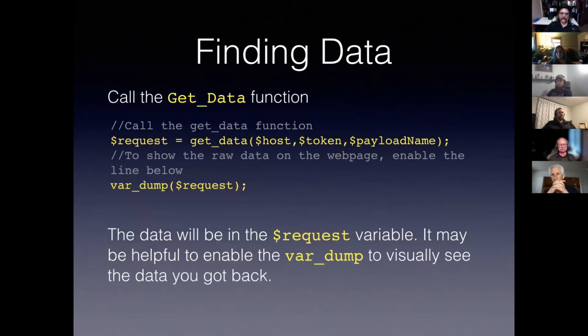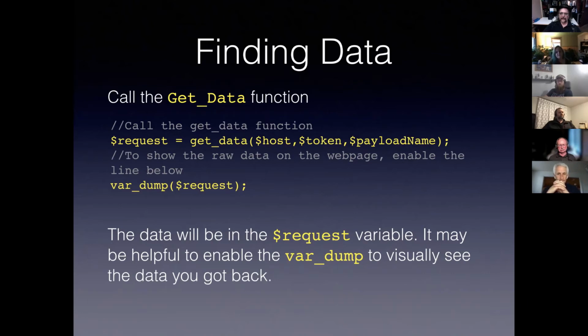So then we call the get data. Request equals get data, followed by our parameters that we made: the host, the token, the payload, which is the query that we set up. And calling that function sets the value of that to the request variable.